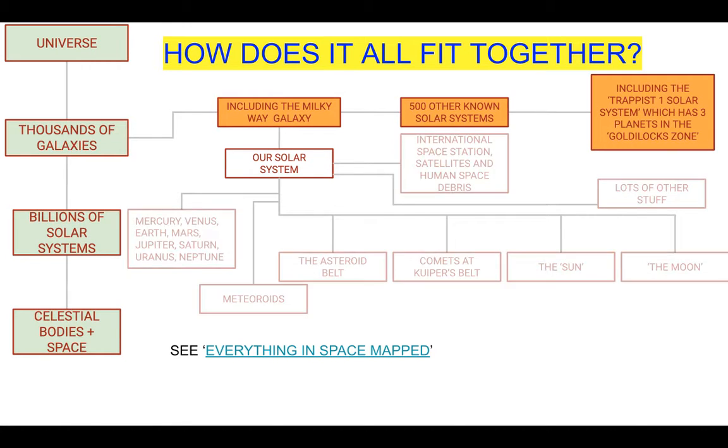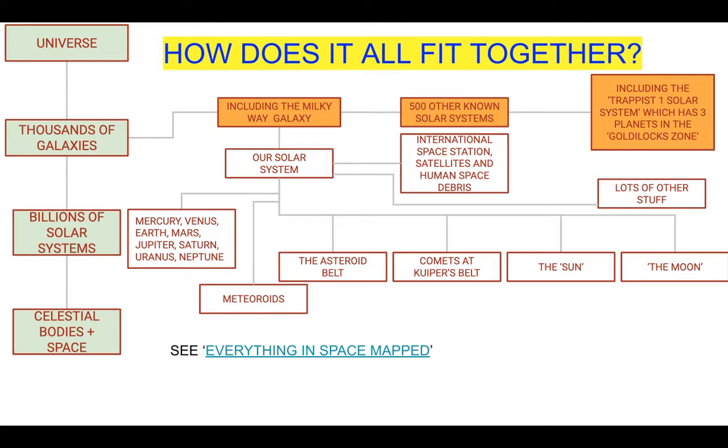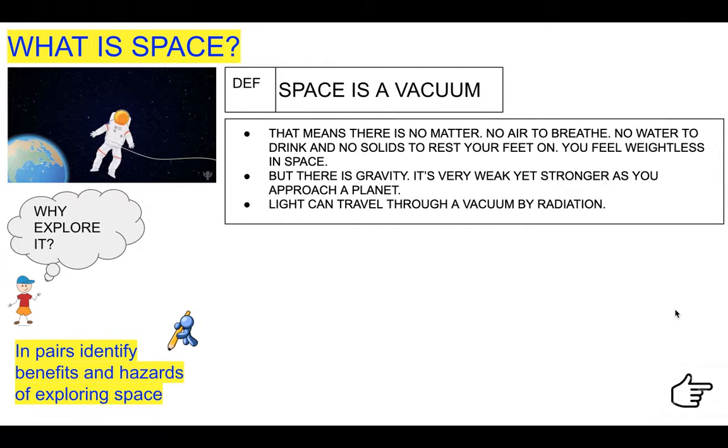Okay, how does it all fit together? You can look at this in your own time, but there's an awful lot of relationships here. The universe is infinite. It's impossible really to grasp the distances that are involved here. We should know that space is a vacuum, so that means there's no matter, there's no air to breathe, there's no water to drink, there's no soil to put your feet on. It's effectively a vacuum, which means that there is no matter surrounding you. Okay, and that brings its own challenges.